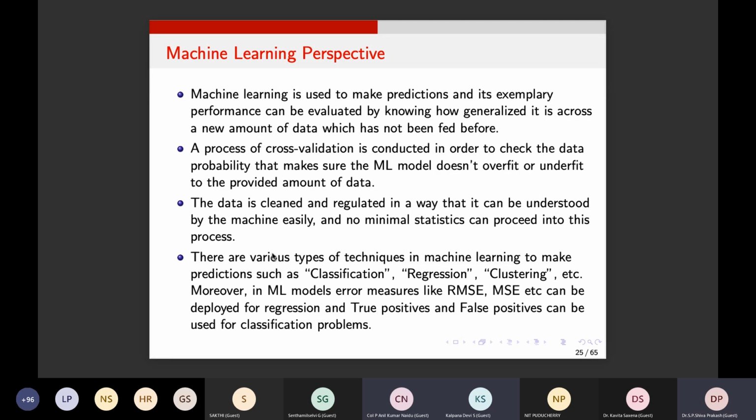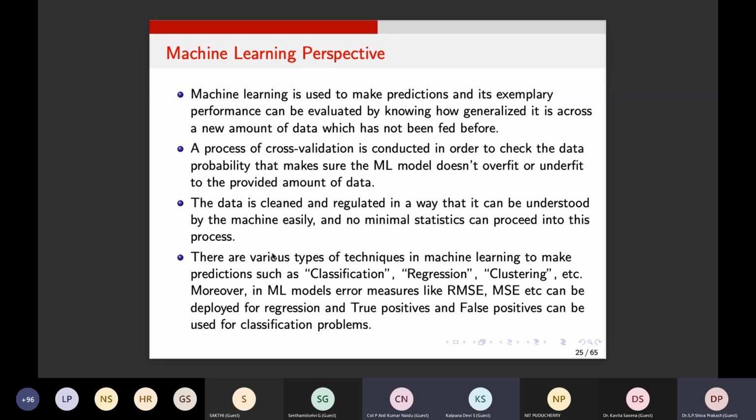And also in ML, the data is cleaned and regulated in a way that it can be understood by the machine easily, and no nominal statistic can proceed into this process. There are, of course, various types of techniques in machine learning to make predictions, like classification, regression, clustering, etc. Right? So, in fact, in ML models, error measures like RMSE, MSE, etc., can be deployed for regression, and true positive and false positive can be used for classification problems.